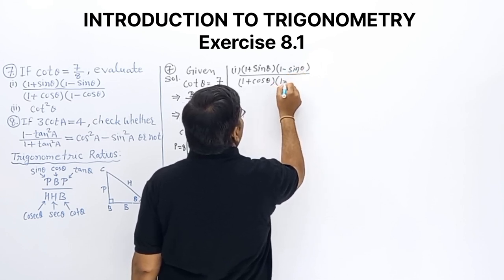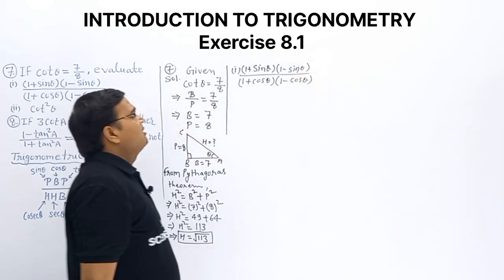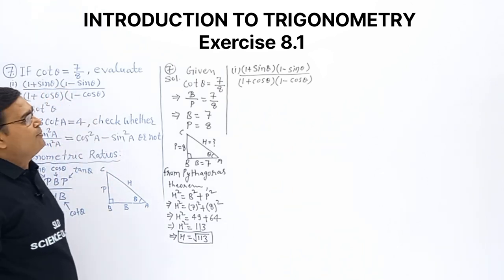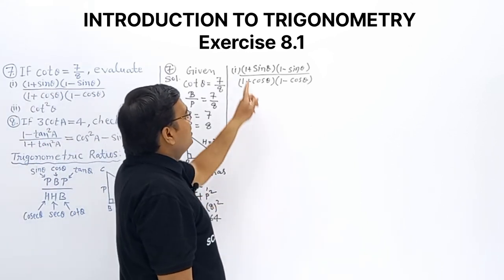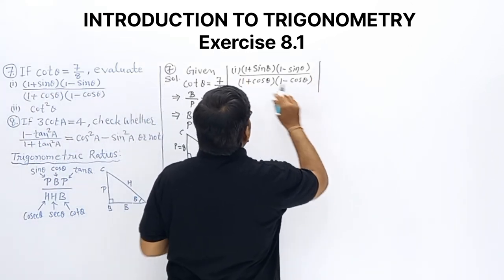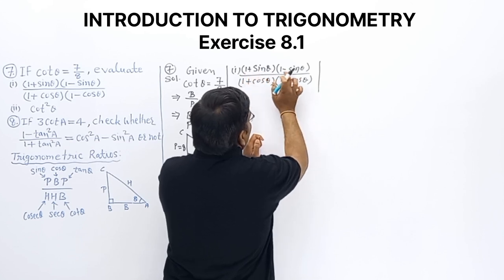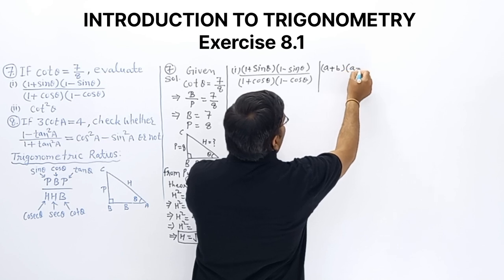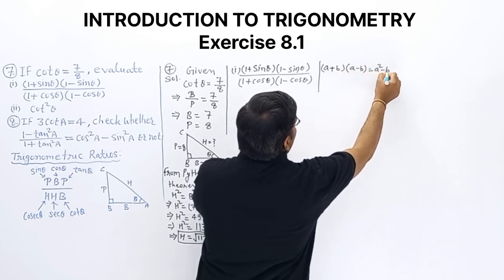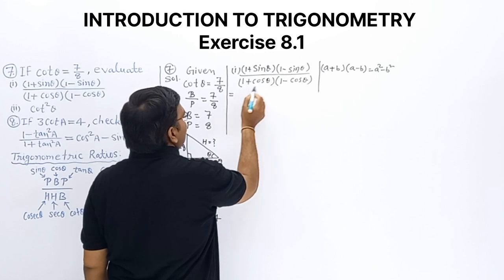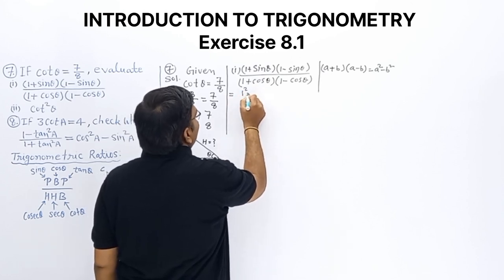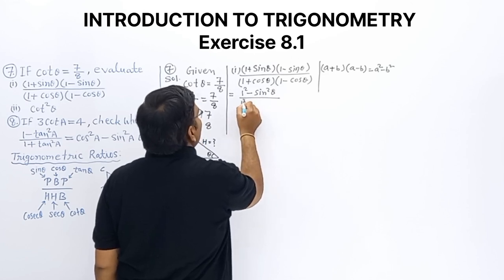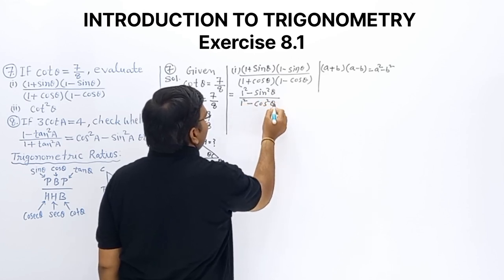1 plus cos theta into 1 minus cos theta. Clear? (1 plus sin theta)(1 minus sin theta) divided by (1 plus cos theta)(1 minus cos theta). By observing, this is in the form of (a plus b)(a minus b). So we know well (a plus b)(a minus b) is what? a square minus b square. So we can write this as 1 square minus sin square theta upon 1 square minus cos square theta.